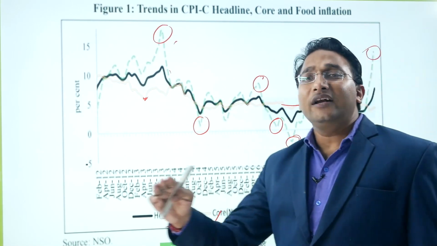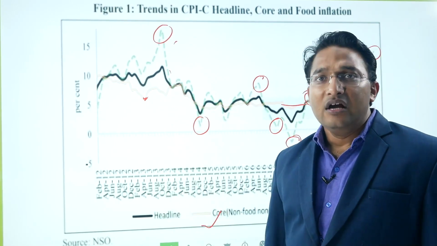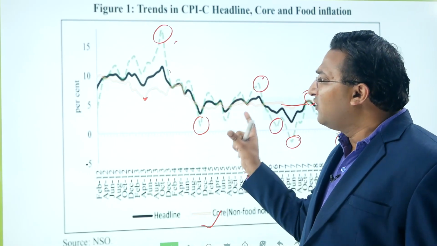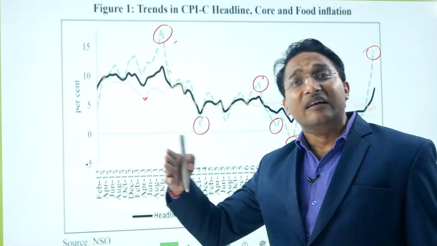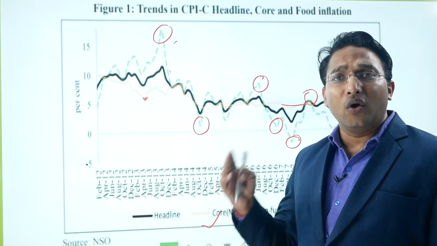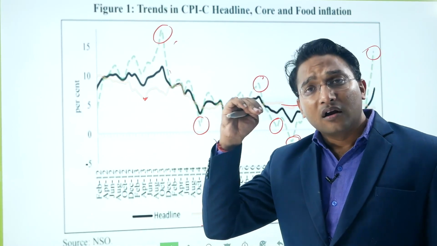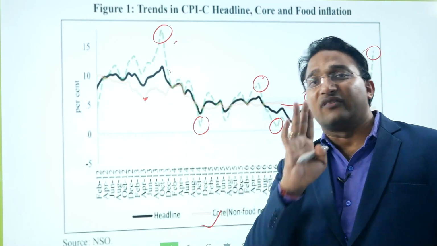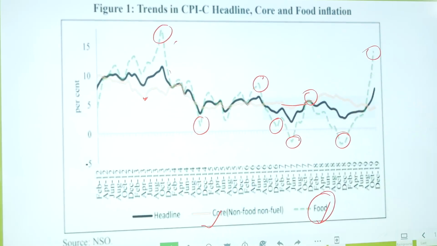Friends, you do not need to understand or remember the percentage of inflation. If you understand that food inflation is highly volatile, headline inflation is relatively less volatile, and the core inflation is comparatively stable or non-volatile, then that is sufficient. So you need to understand that thing. That is more than sufficient.